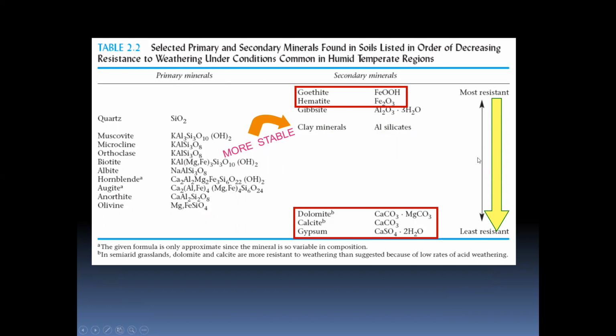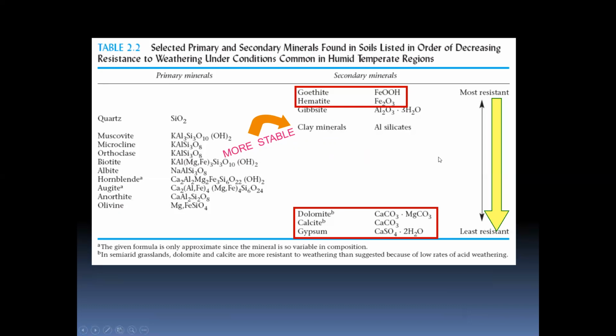Something very important to know is that during weathering, minerals can be converted from primary to secondary. And when they are converted to secondary minerals, they become more stable. It means there's no further change of the secondary minerals; they will not undergo change to convert into tertiary minerals or something like that. It's the end product from primary to secondary.